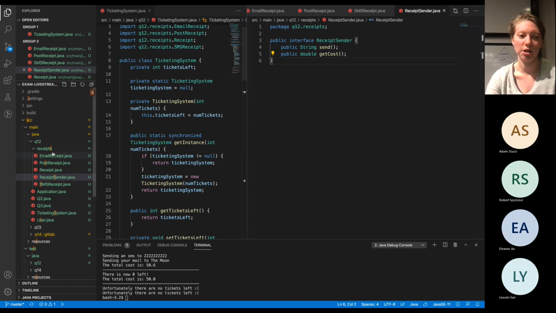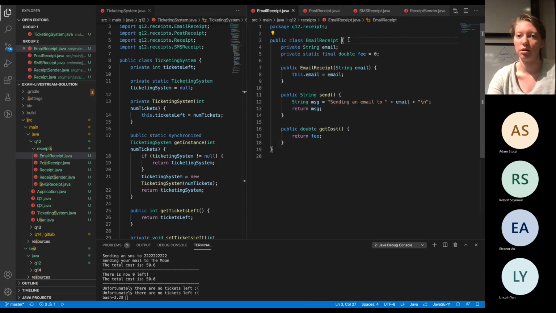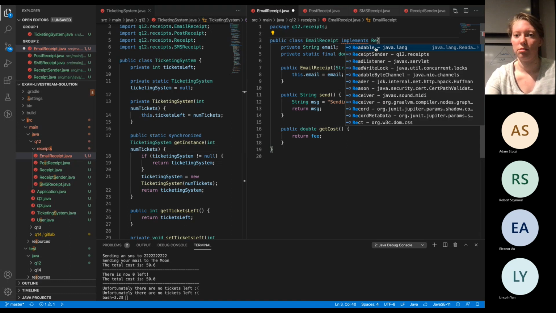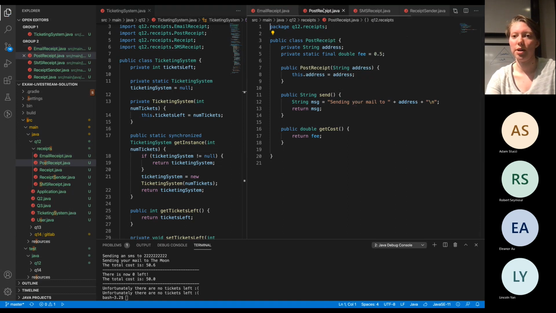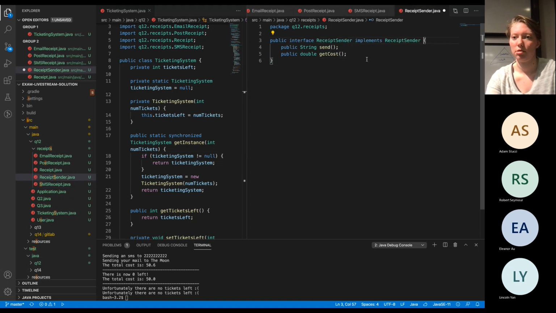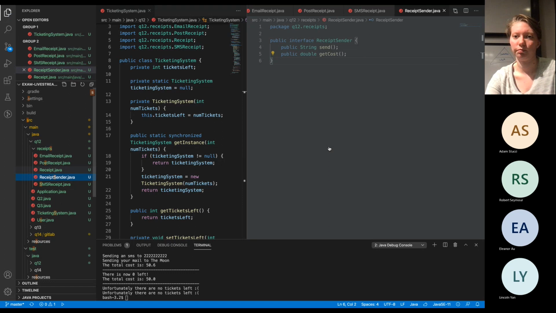So the next thing we can do is we can just go to all of them and we can do our receipt sender. And then copy all of these into our... so at the moment, whoops, did I miss one? The normal receipt.